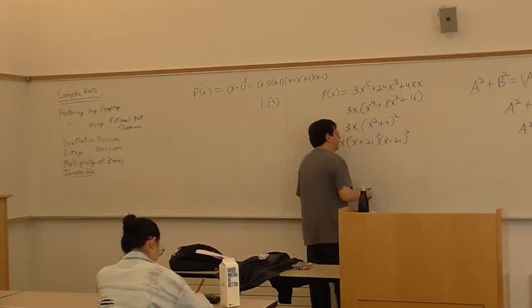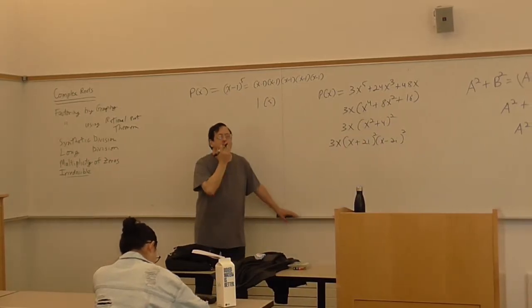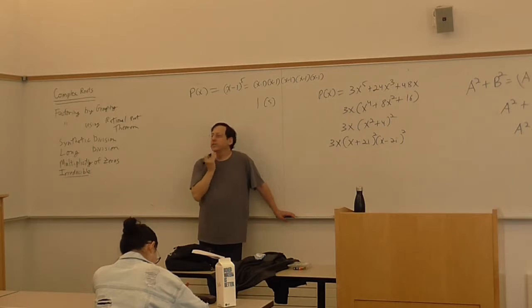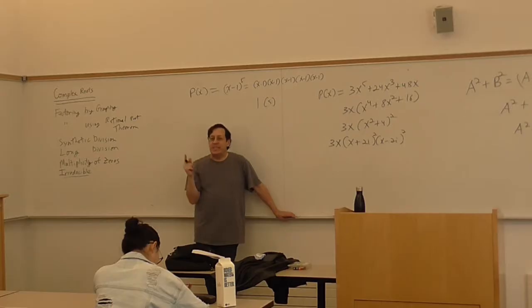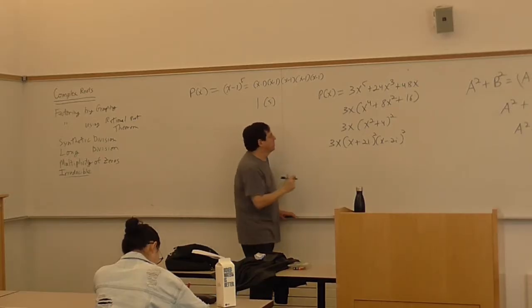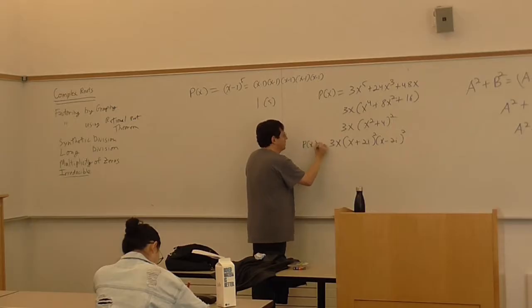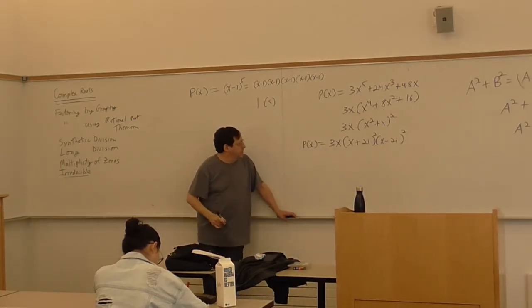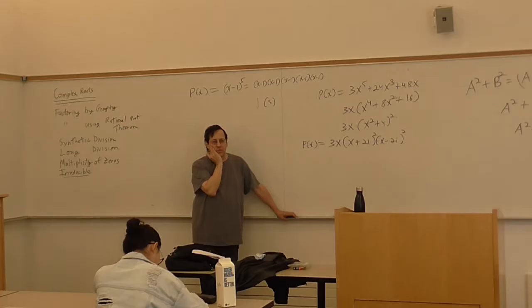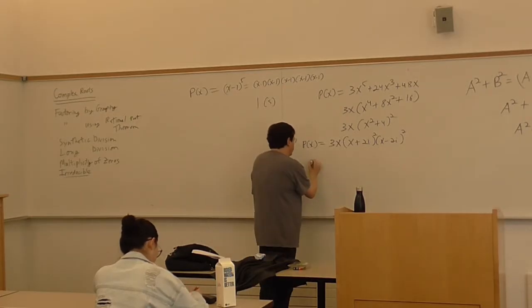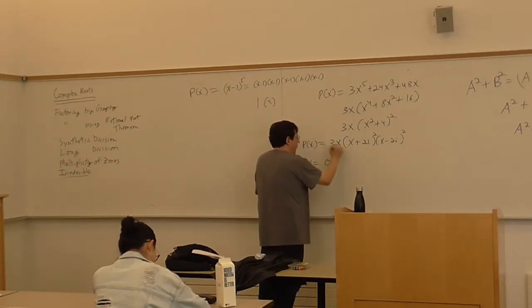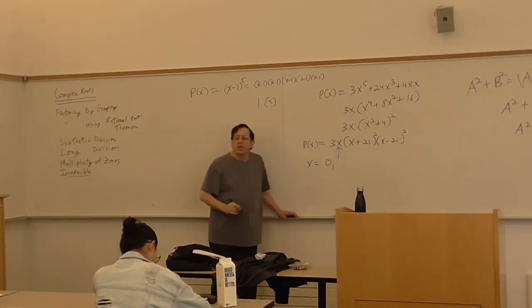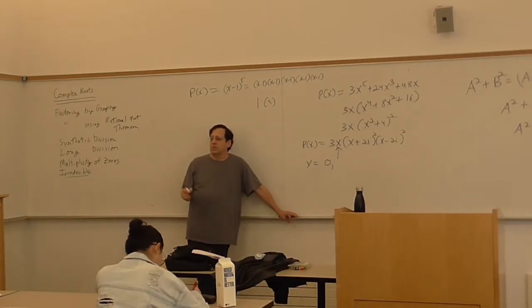So now what are my roots? Somebody who hasn't answered. What's one root? Give me the easy root. What can I plug into p of x to get 0? Yes? You can plug in 0. 0, definitely. That's a root, right? Because I got an x. What's another root?